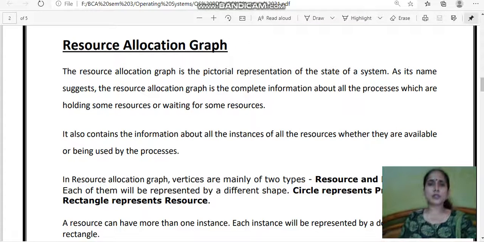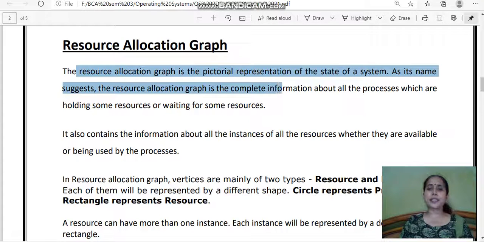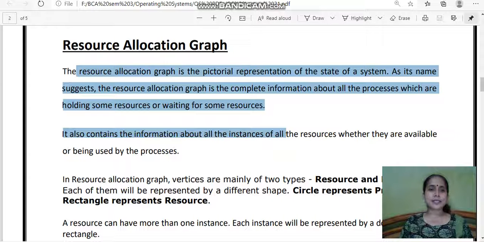Good morning, students. Now, as you can see in this lecture, we are going to talk about the resource allocation graph. This is a tool used in deadlock detection and deadlock recovery. Now, as it says, the resource allocation graph is the peculiar state of a system, as its name suggests.